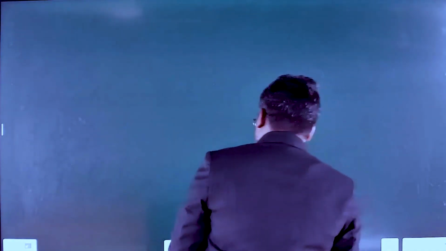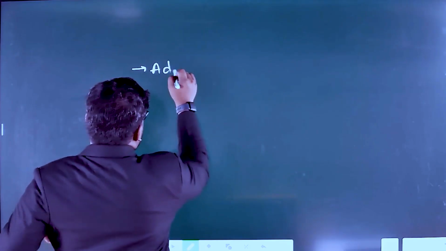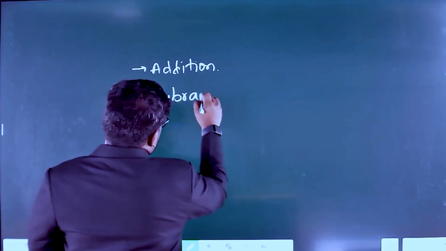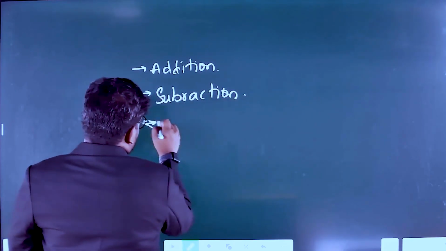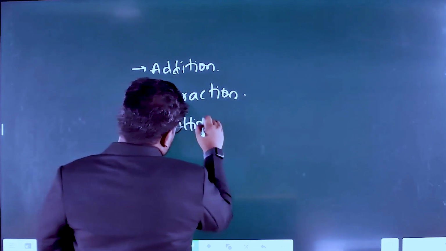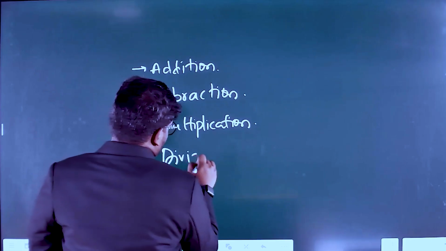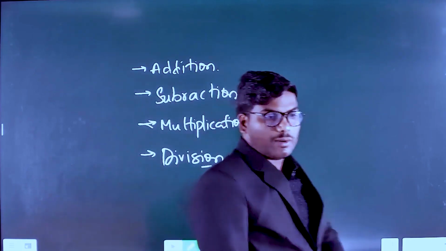Today we'll be revising polynomials, more particularly factor and remainder theorem, and then we'll move to the algebraic identities. So we've done operations on polynomials like addition, subtraction, multiplication, and then division.